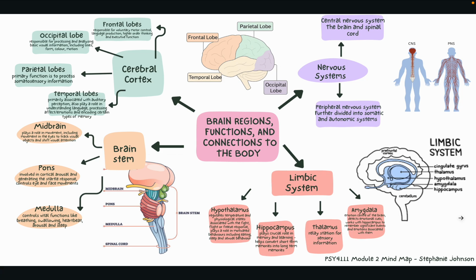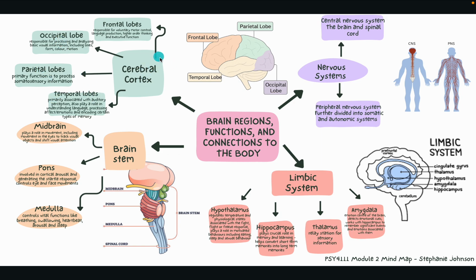to be talking about the brain regions, functions, and connections to the body. First, we'll begin with the cerebral cortex. This is the outer layer of the brain's surface that is located on top of the cerebrum. Now, the cerebral cortex is divided into 4 important lobes.